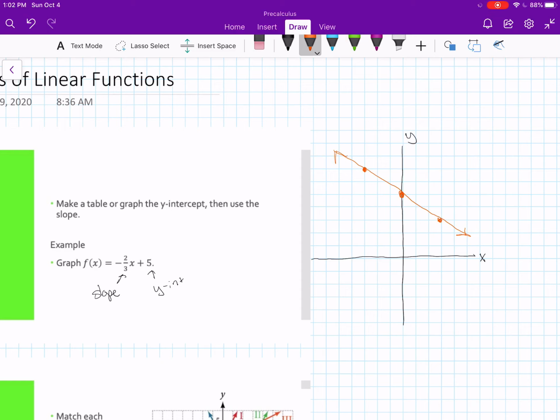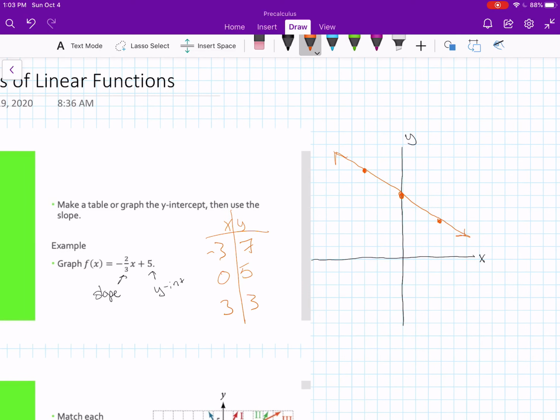You could also make a table and plug in values. 0 is always a good one, so 0 and 5. Since there's a fraction, I like to cancel things out, so I like to put negative 3 and 3. So negative 2/3 times negative 3 is positive 2 plus 5 is 7, which we have over here anyway in the graph. And then negative 2/3 times 3 is negative 2 plus 5 is 3. And then we could just graph those points.